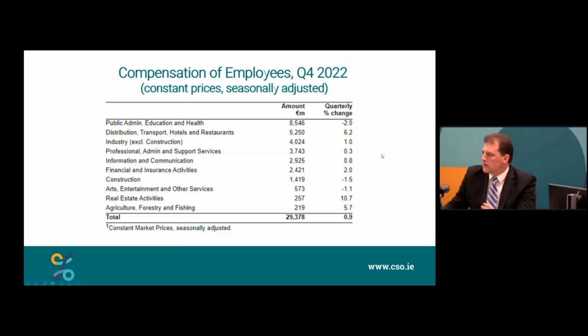Our new constant price wage bill data here shows us that in the quarter, the wage bill rose by 0.9%. We can look across the sectors on that. So again, we have distribution, transport, hotels and restaurants. This big domestic sector with strong growth in the quarter of 6.2%, while we see some falls in some of the others in construction, arts and entertainment, and even the biggest one there that we presented, the public sector, education and health, the public sector falls there.